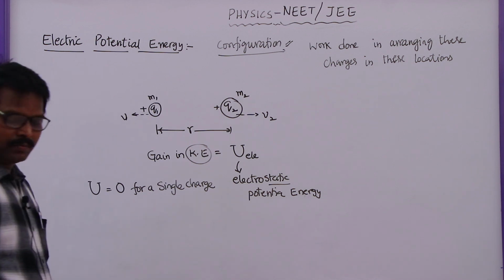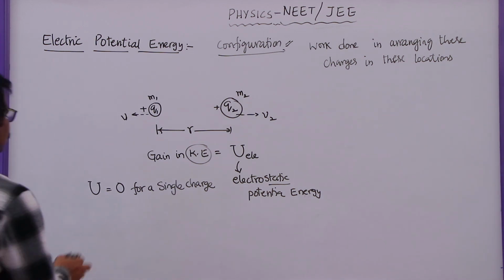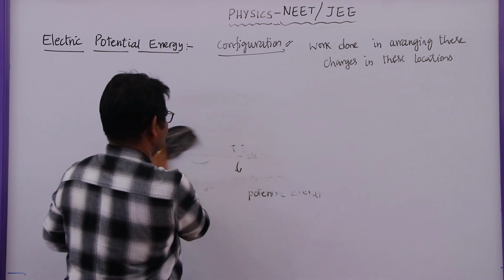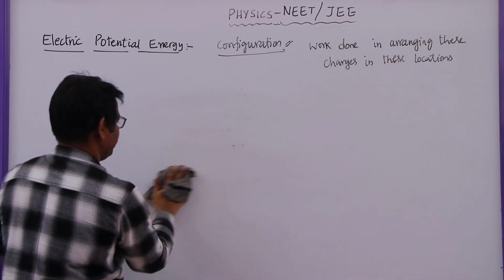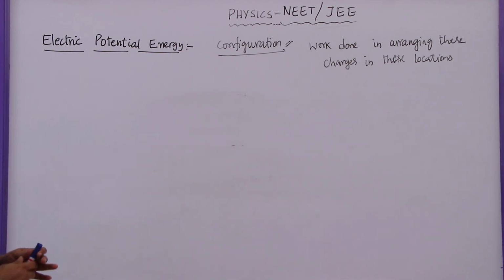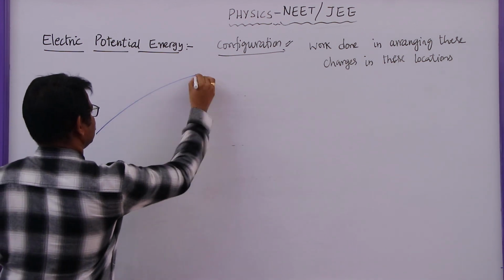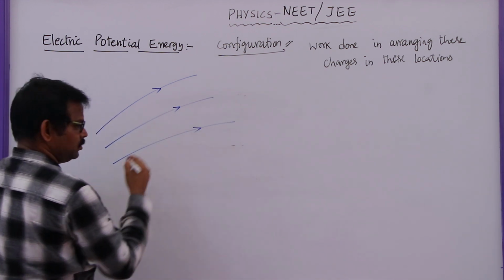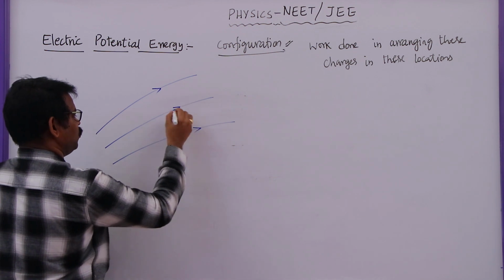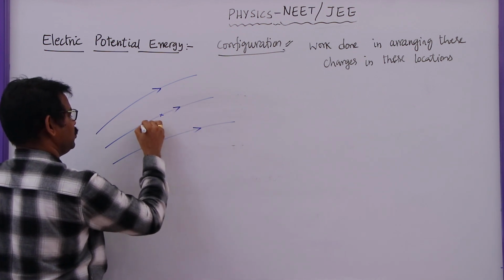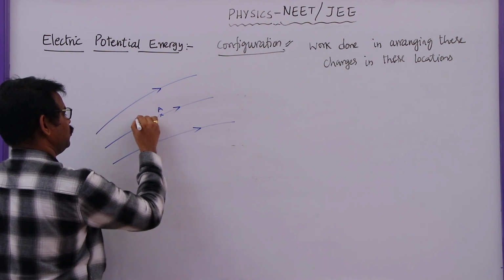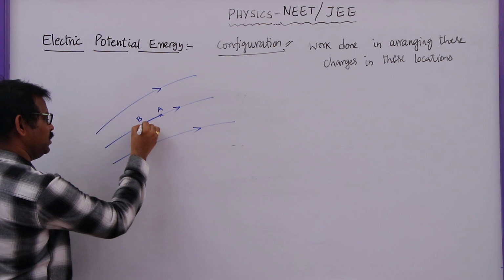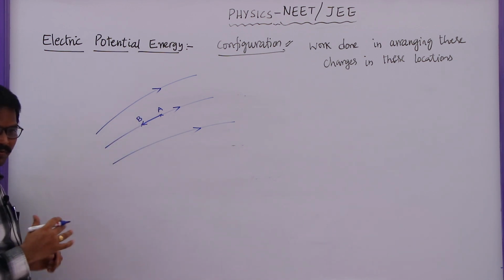For this, let me take one electric field in which charges are placed. Here let us say this is an electric field. So in this electric field, I want to move a charge from here to here, that is from A to B. So to move the charge from A to B, I need to do some work.